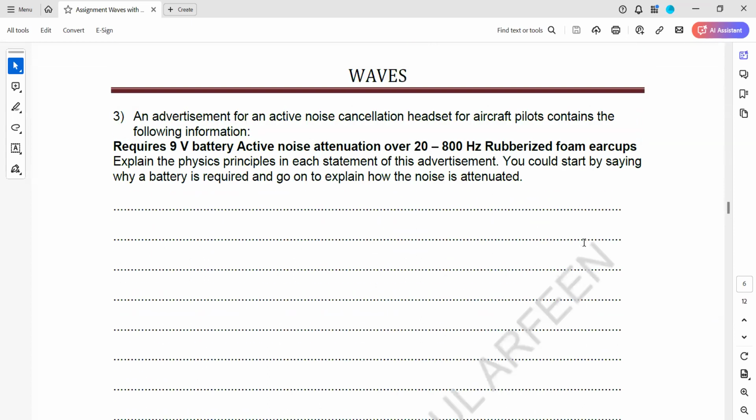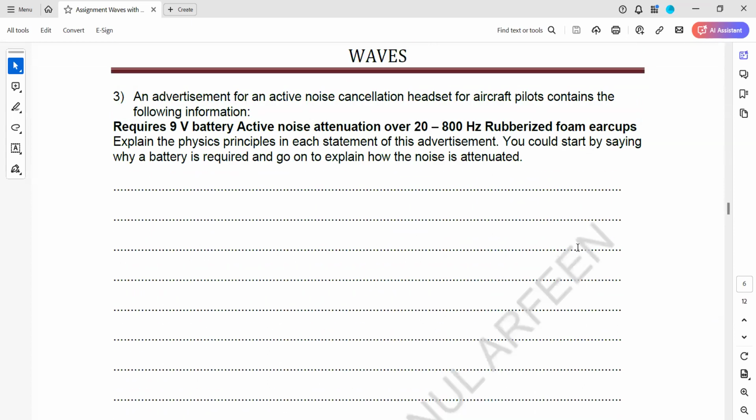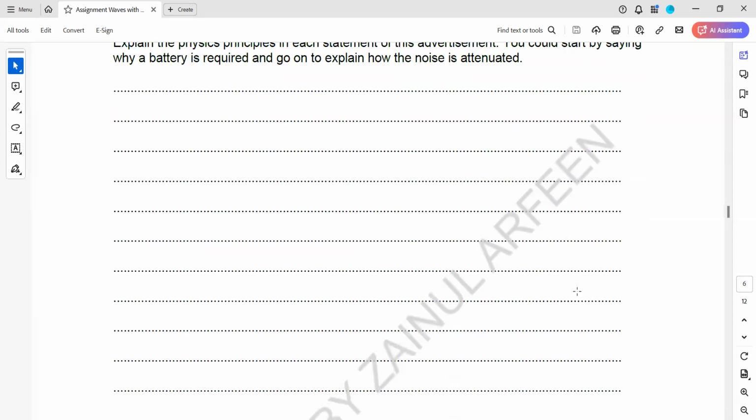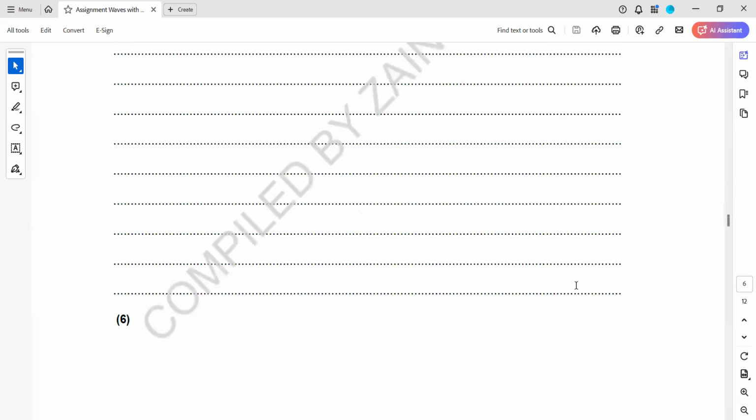Question 3: an advertisement for an active noise cancellation headset for aircraft pilots contains the following information. Requires a 9V battery, active noise attenuation over 20 to 800 hertz, rubberized foam ear cups. Explain the physics principle in each statement of this advertisement. You could start by saying why a battery is required and go on to explain how the noise is attenuated, or how noise is canceled, and it's of 6 marks.